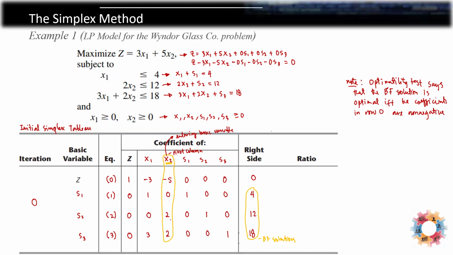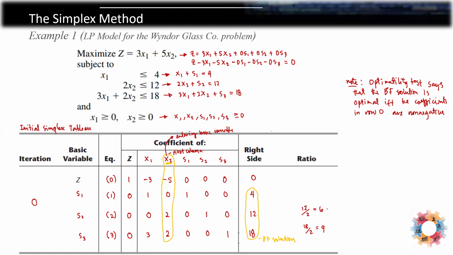Look at your pivot column. Now, since 4 cannot be divided by 0, that's not allowed, then we'll just skip that and proceed to 12. So you have 12 divided by the corresponding value in the pivot column, which is 2. So you have 12 divided by 2, which is equal to 6. Then you have 18 divided by the corresponding value in the pivot column, in the same row, which is 2, so you get 9.